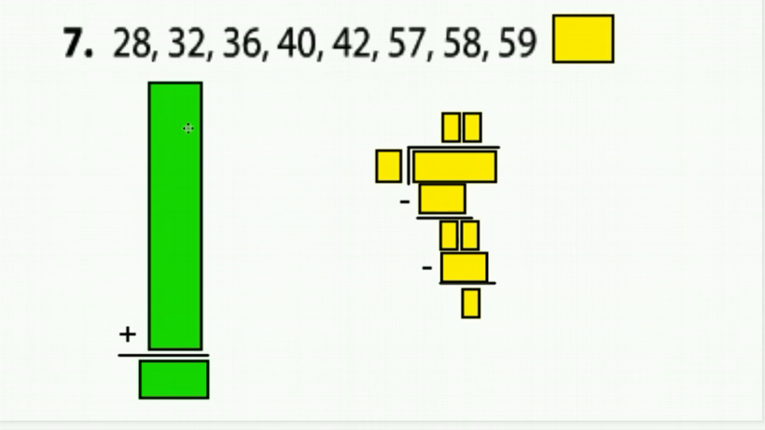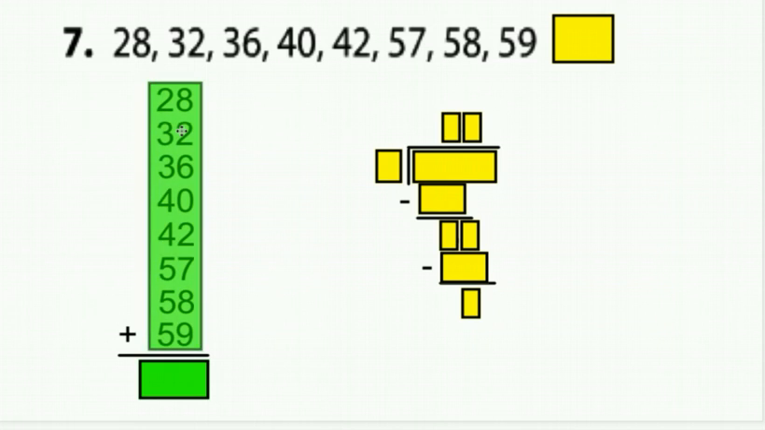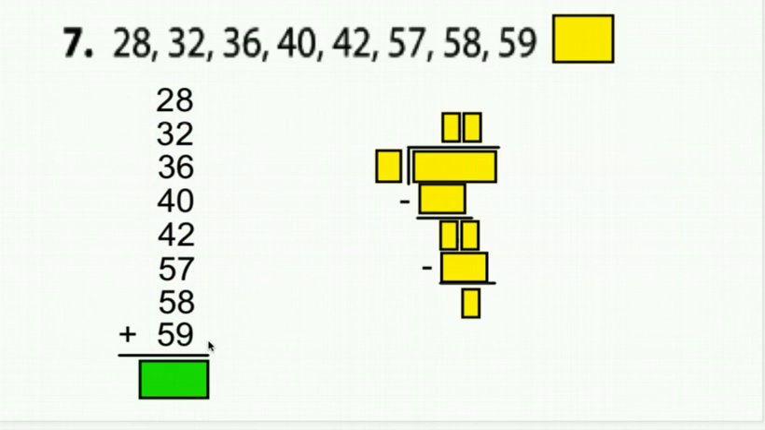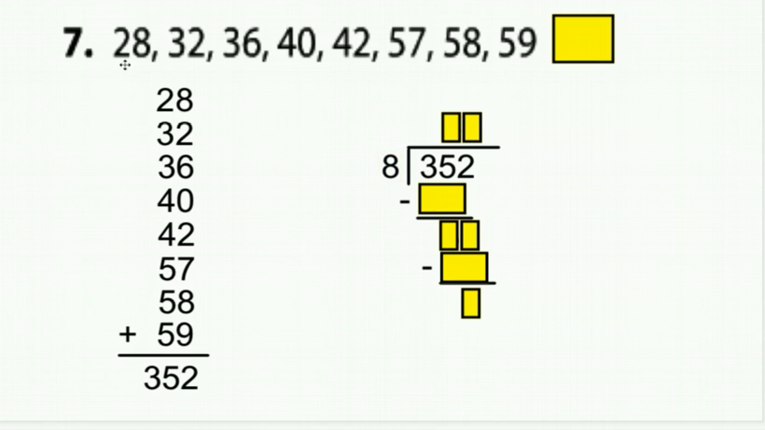Alrighty, here we go. When we take our numbers and list them for addition, we find that our sum is 352. So now that we've done the addition, we set up our division problem. We're going to divide 352 by 8 because we have 8 add-ins. When we divide 35 by 8, it goes 4 times.